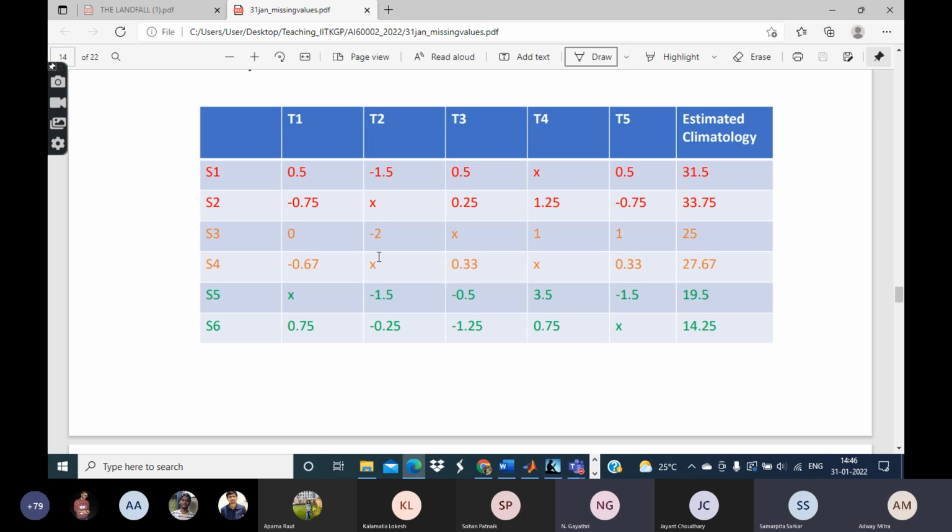Similarly, for all the other locations, wherever there is a missing value, you can just put the neighboring location's anomaly value in there. I'm not saying that is the best thing you can do, but it is one of the things you can do.